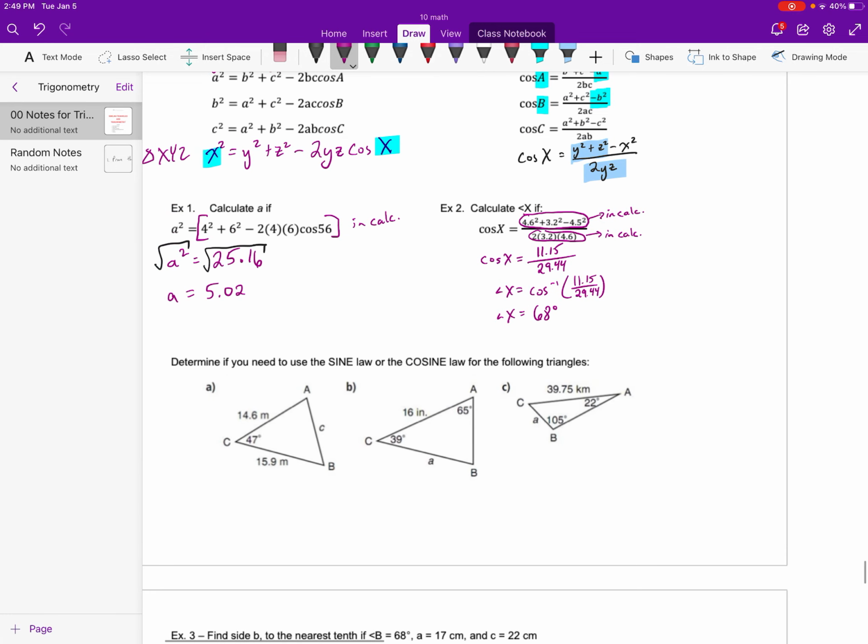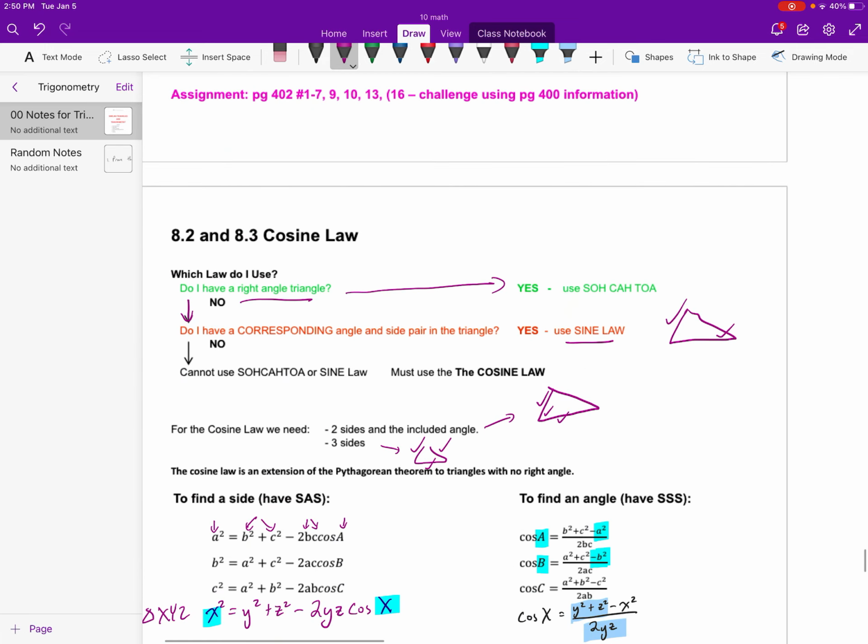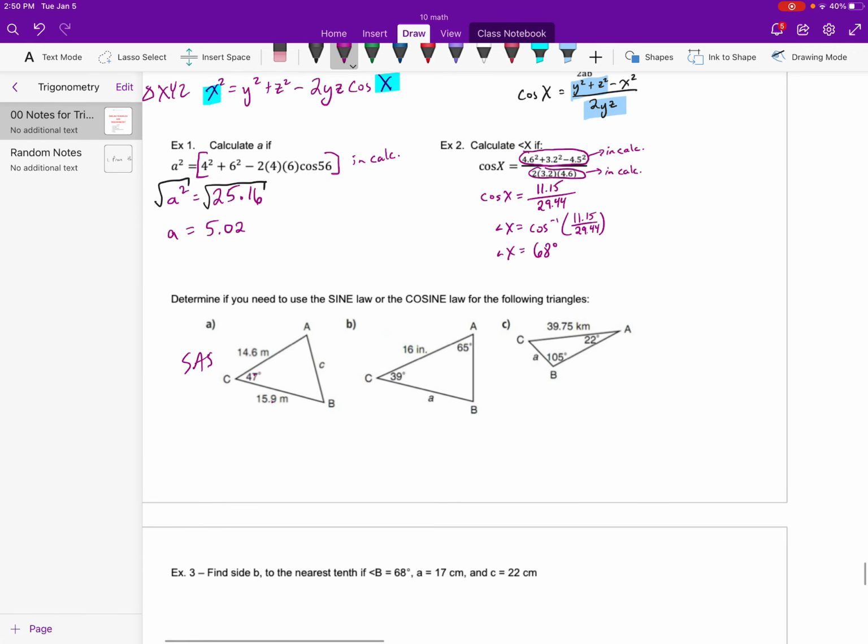There we go. Let's just take a look at this flow here and find out what you would use for each of these triangles. So determine if you need to use sine law or cosine law with the following triangles. If you have a side, an angle, and a side, so this is SAS, by our rules above, we would use cosine law, right? Because that's the two sides and the included angle.